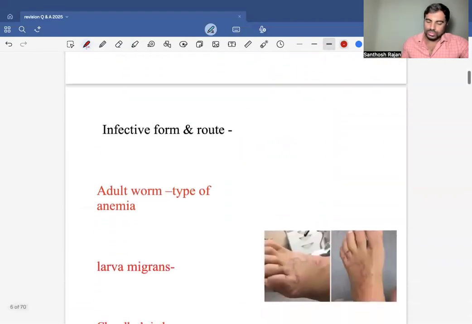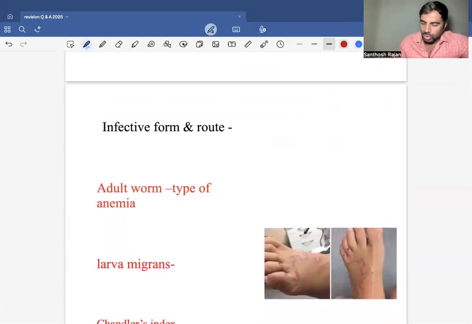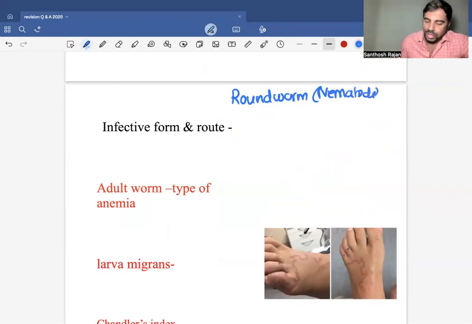If you see the infective form, you know that there are only three parasites. We are talking about roundworms. These are the roundworms; in helminths, these are the roundworms, also called nematodes. Very few of them occur because of going barefoot. Barefoot, how to remember it?